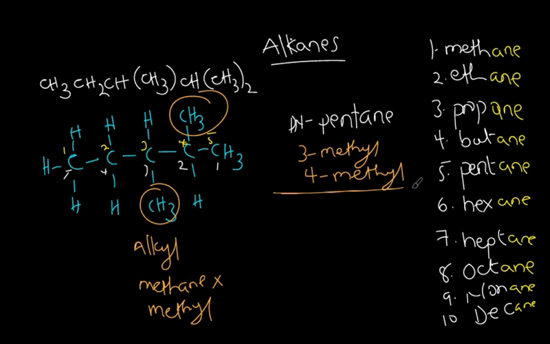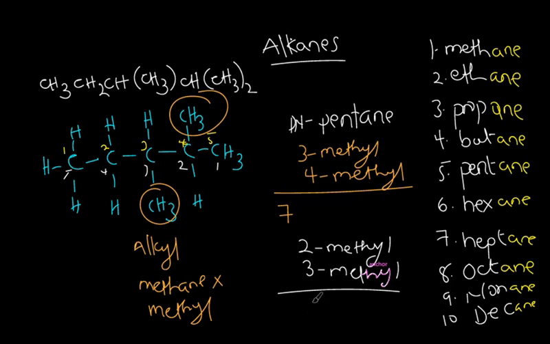So overall we have 3,4 methyl, with 7 as the sum of the positions of the methyl groups. Now if we are counting in the reverse way, which is this side, then our first methyl will be on carbon 2, so we have 2 methyl. Then our second methyl will be on carbon 3, so we have 3 methyl. Now if we add the numbers, we have 5. So in naming organic compounds, you want to take the one with the least locant.